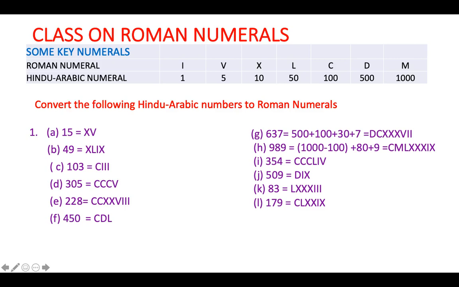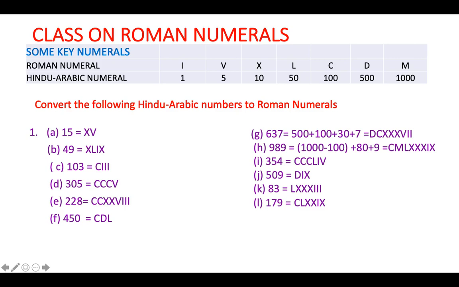Now we know that L stands for 50, and if I want to get 40 from this 50, I have to subtract 10 from it. So L stands for 50, and if I put X on the left hand side of L, that means 50 minus 10, that is 40. Now your 40 is ready. Now 9 means I and capital X. So your complete number will be X, L, I, X, that is 49, 40 plus 9.